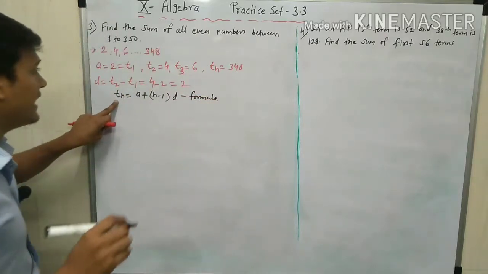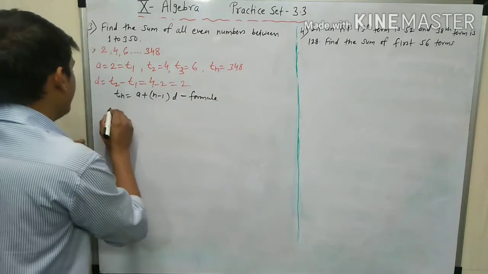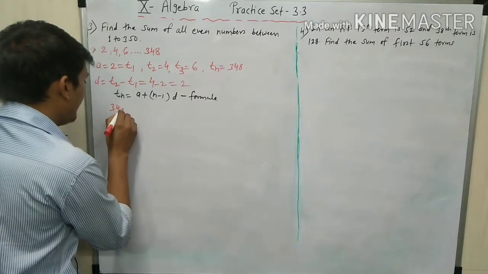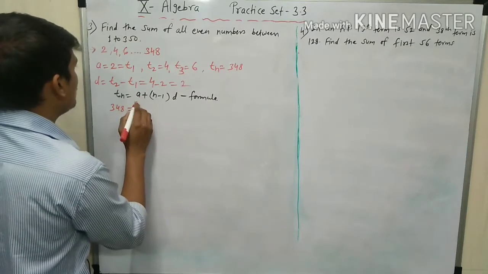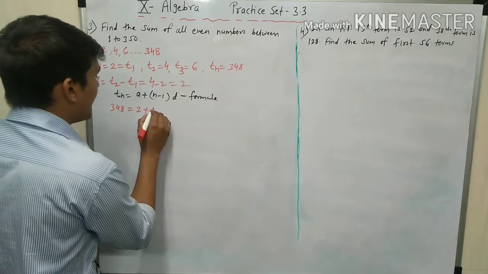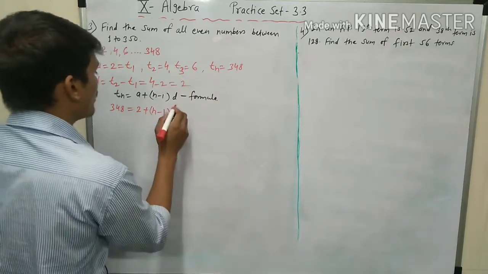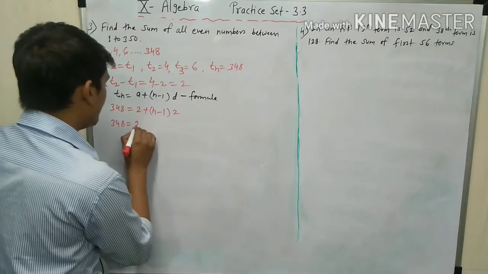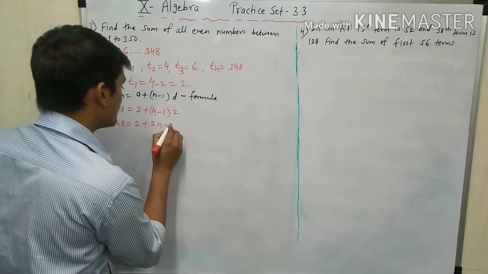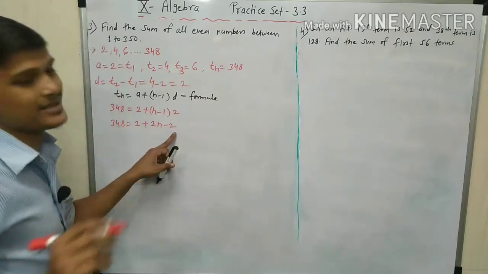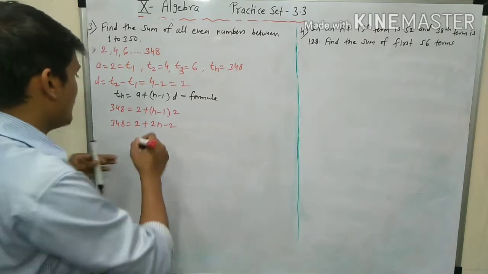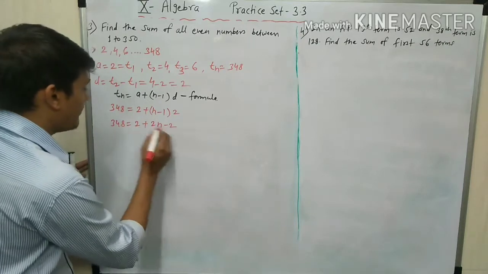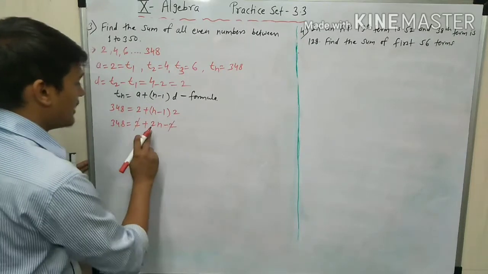Clear? Now the nth term is 348. We can write here 348 is equal to a, which is 2, plus n minus 1 times d, where d is 2. So 348 is equal to 2 plus 2n minus 2. Now the 2 and minus 2 cancel, because one positive number and one negative number make 0. Now this value is 2n.